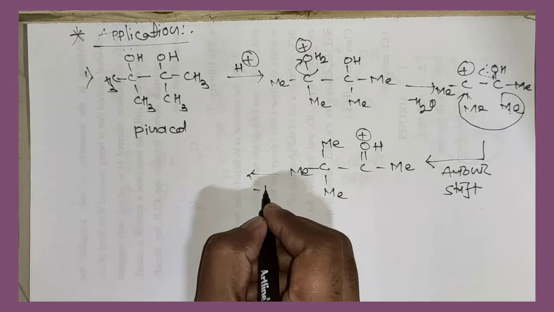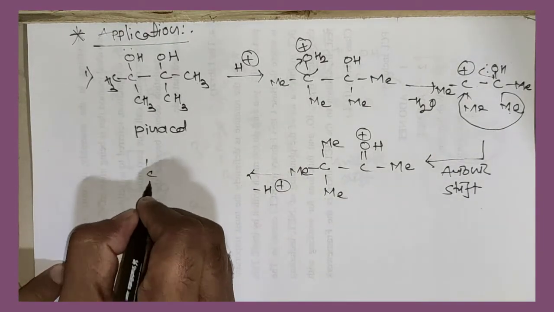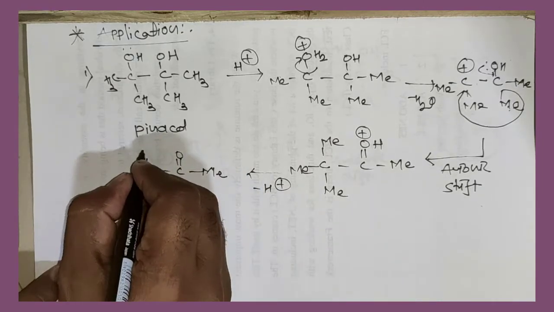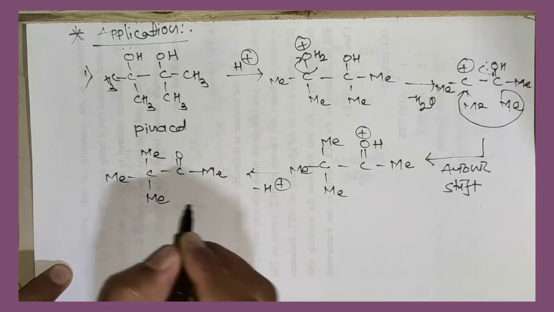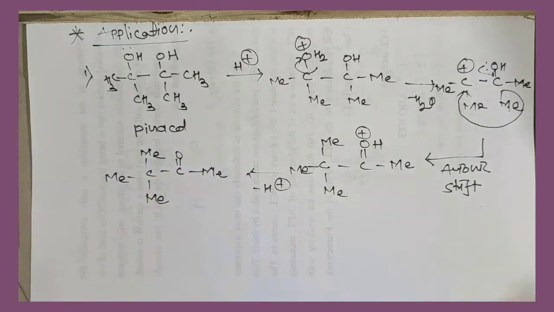And in the last step, removal of H plus. So the final product is ketone. So here it is not required to judge where exactly H plus is attacking, because all the R groups are the same, right?